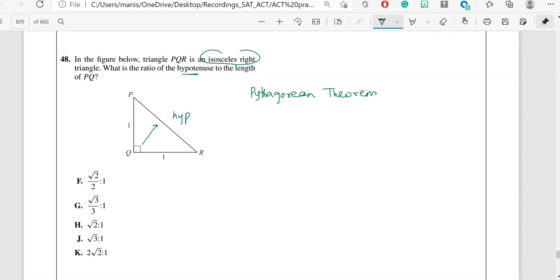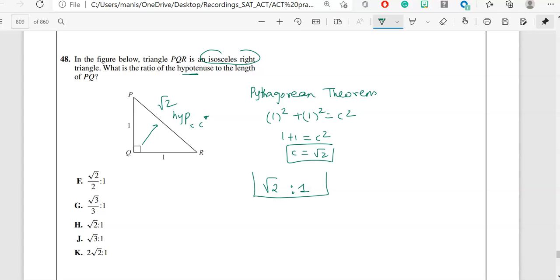So a square plus b square equal to c square, and c is the hypotenuse. So this is my c square. 1 plus 1 is equal to c square, or c is equal to radical 2. So the hypotenuse is radical 2. The question is asking for the ratio of the hypotenuse, radical 2, to one of the sides, so this is radical 2 to 1. Do we have any answer which looks like this? Choice H is the correct answer, which looks like this.